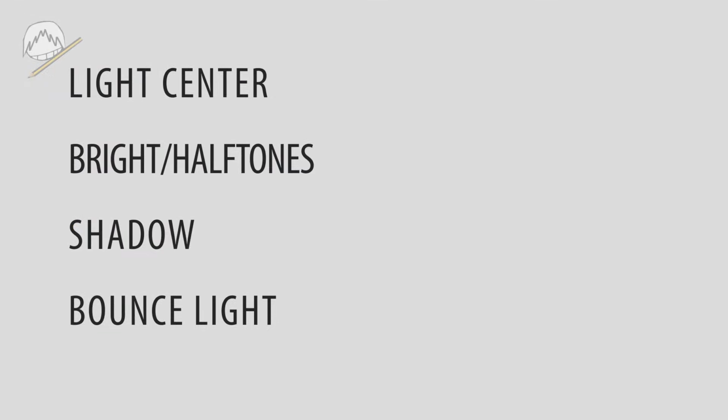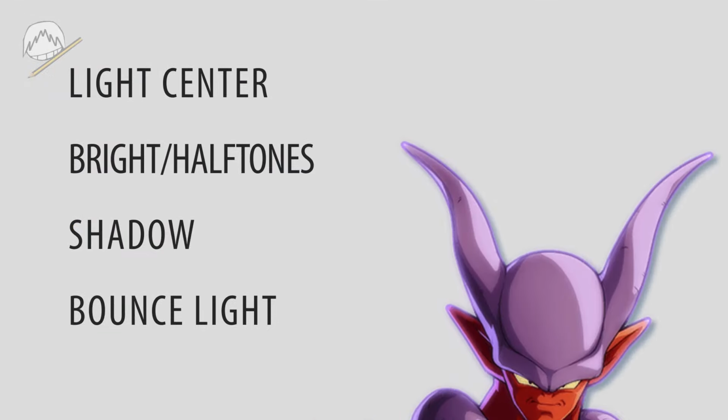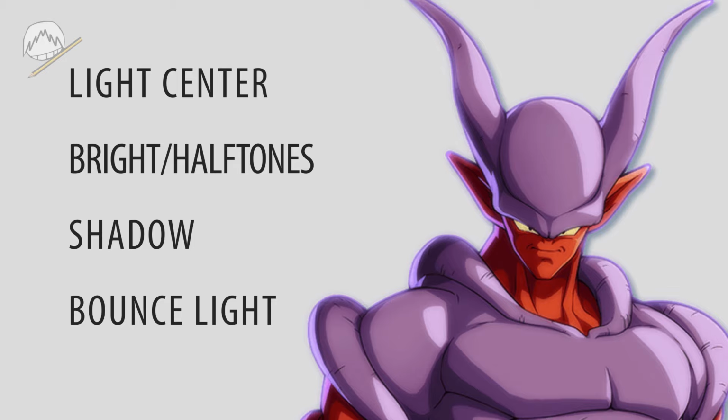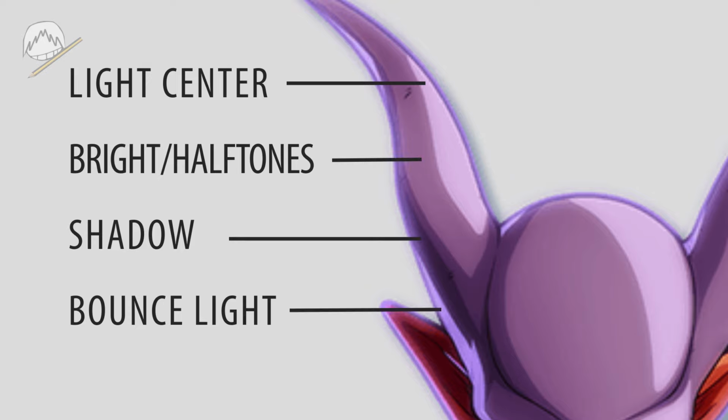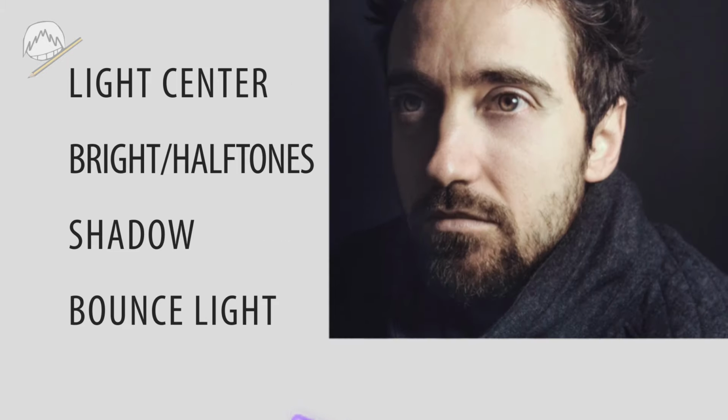Okay, but now let's try to apply this theory on a finished artwork. Let's start with the simple cel-shaded one. We've got our light center, after that our bright and halftones, our regular shadows, and also bounce light. Here we have hard edges, so it's pretty easy to decide which part belongs where, but now let's try it on a real photograph.